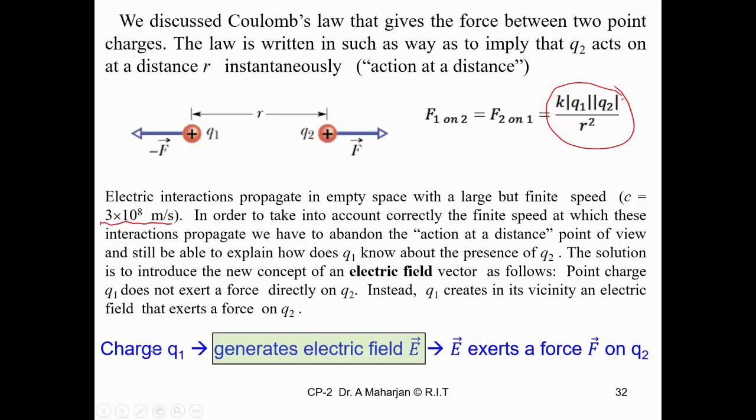So the main idea is, if charge q1 and q2 are separated by some distance in space, first the charge q1 generates some electric field, an invisible force field, just like a magnet generates a magnetic field. Charge generates electric field, which you can't see. First, charge q1 generates electric field, and this electric field then exerts force on the charge q2. That's how charge q2 finds the presence of q1. So that's how it works.